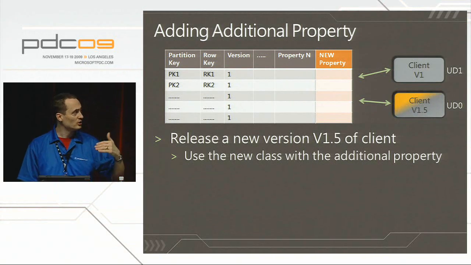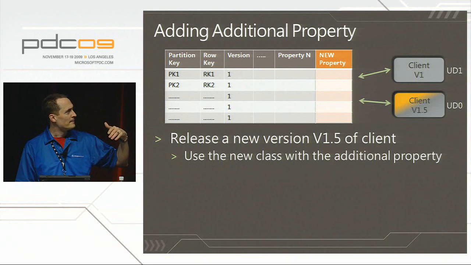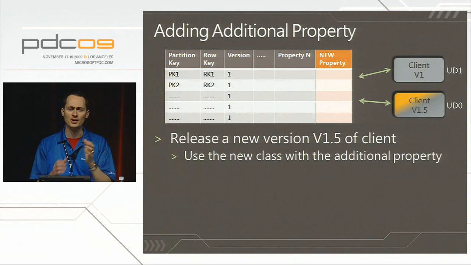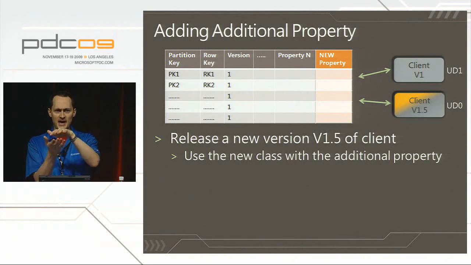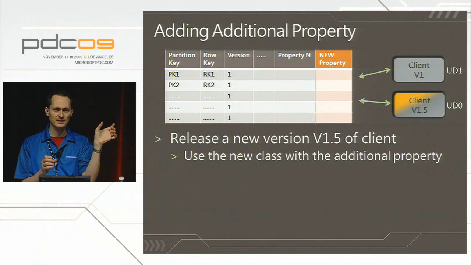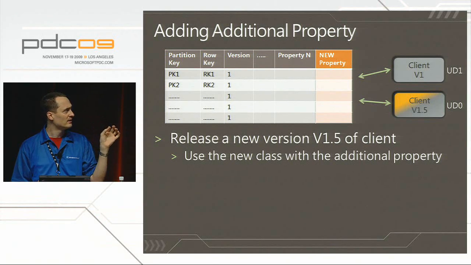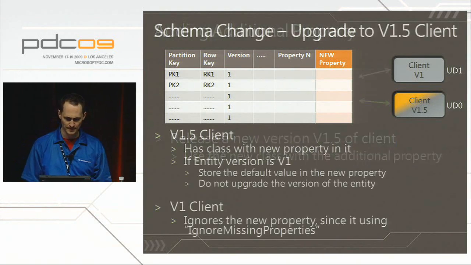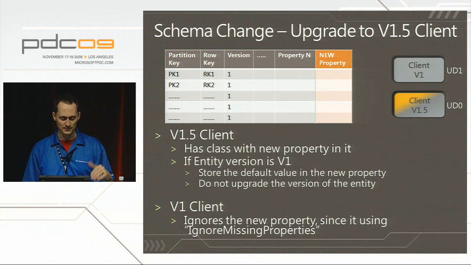So let's say we're going to do our rolling upgrade, and we upgrade UD0 to support a client that actually has this new class property in it, but it basically knows what to do for an entity of version 1 or an entity of version type 2. So just go through an example of how this works.